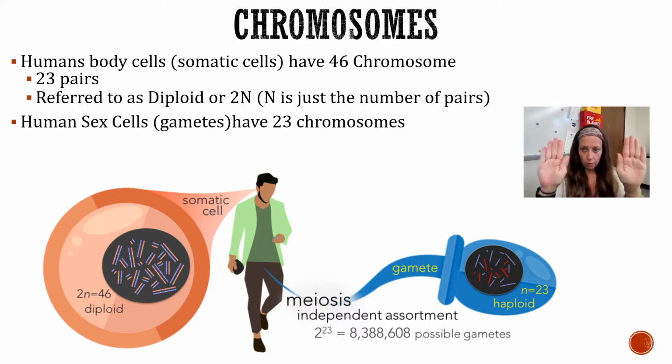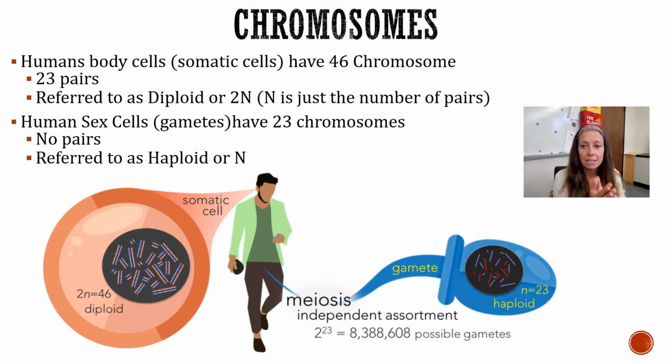Human sex cells, okay, so sperm and egg, only have 23 chromosomes, and we know that because 23 and 23 combine together to give us our 46, okay? Sex cells don't have pairs, so they're just considered haploid, or half, and just have N number of chromosomes. So they have the 23, whereas diploid is 2N, which is the 46.